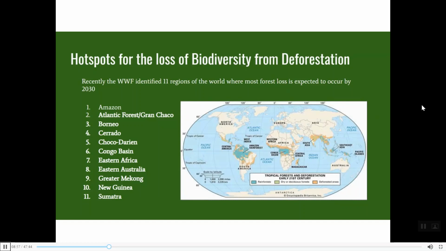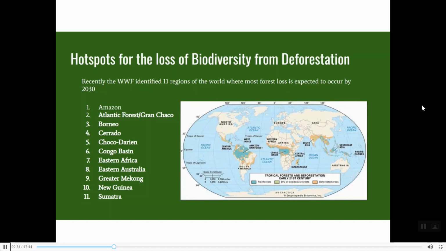Moving on to the Atlantic Forest and Gran Chaco. The Atlantic Forest spans parts of Paraguay, Brazil, and Argentina in South America. It is one of the largest rainforests in the world, which surprisingly has a richer biodiversity per acre than the Amazon. However, the region is also where 75% of the Brazilian population lives. This is a situation that places a lot of pressure on forests from urban sprawl.